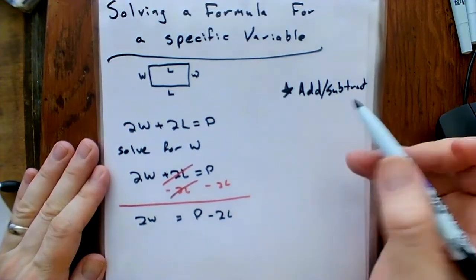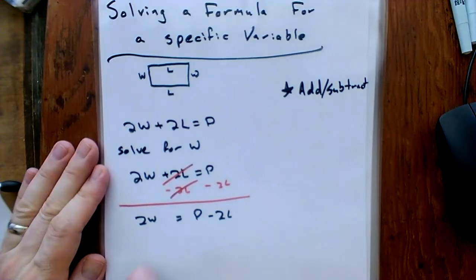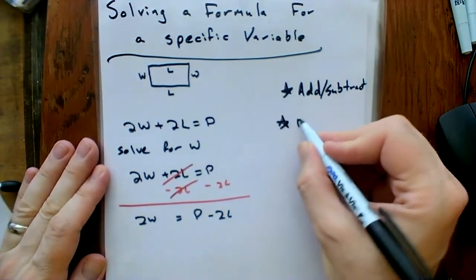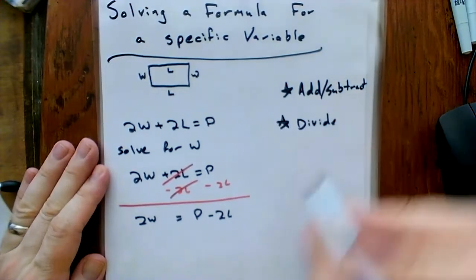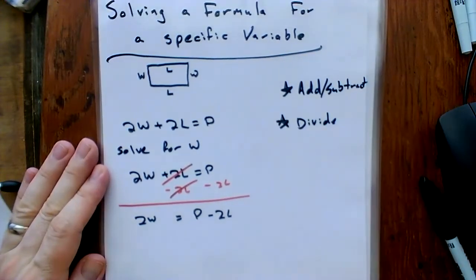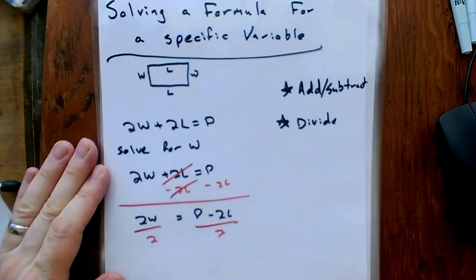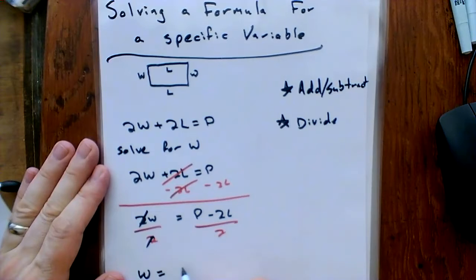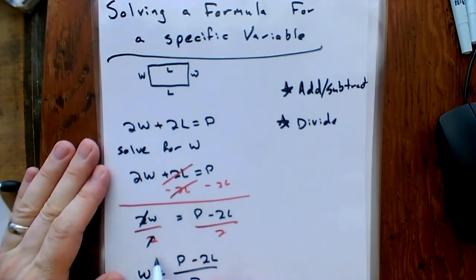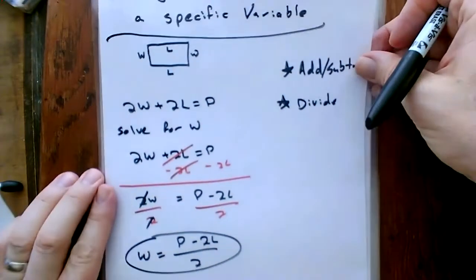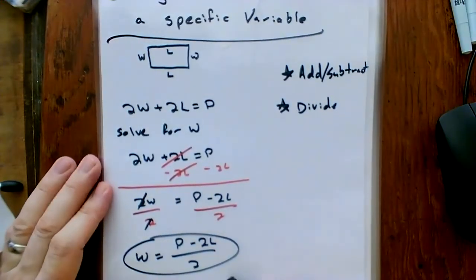And then we still need to get just that w by itself. So I'm going to divide both sides by 2. And sure enough, I've just got w by itself right here. And now I've got p minus 2l over 2. And I could leave it here. That would be fine. It's okay to have a formula that looks like this.